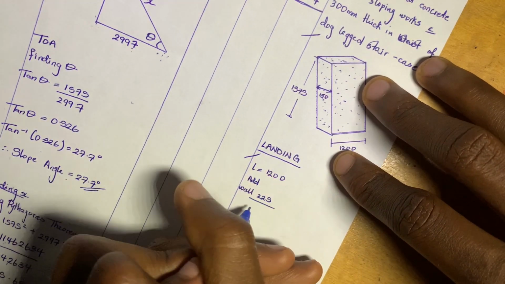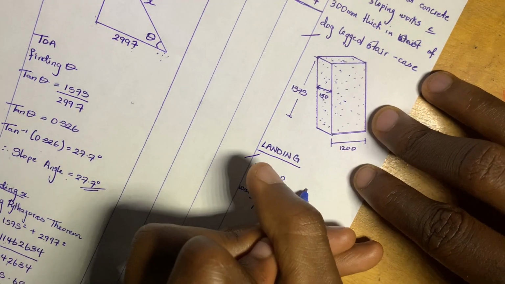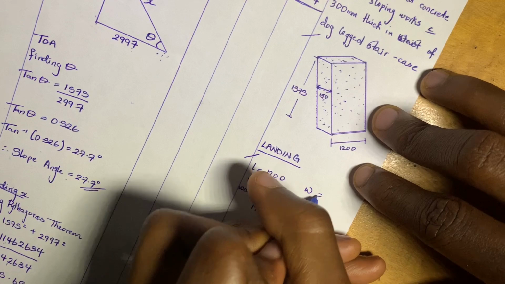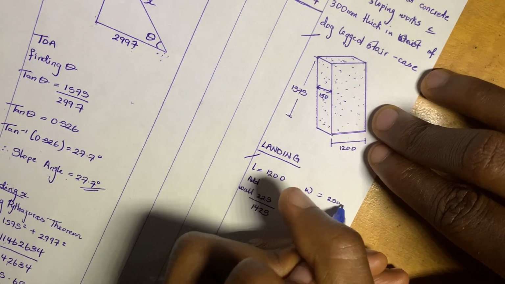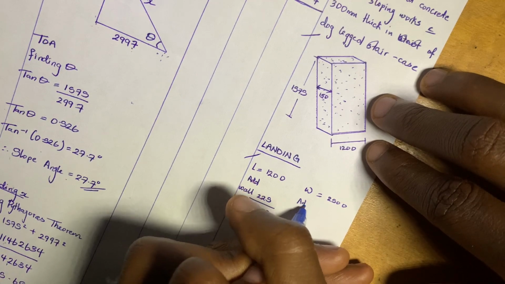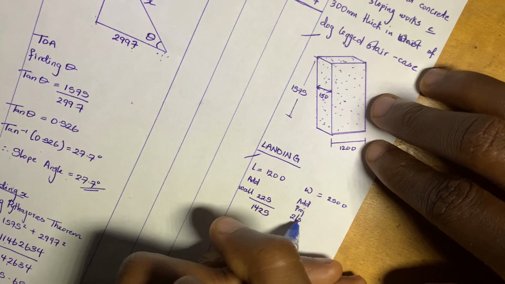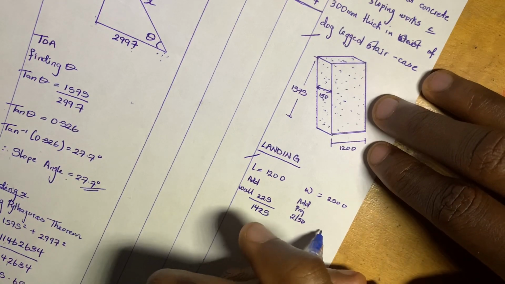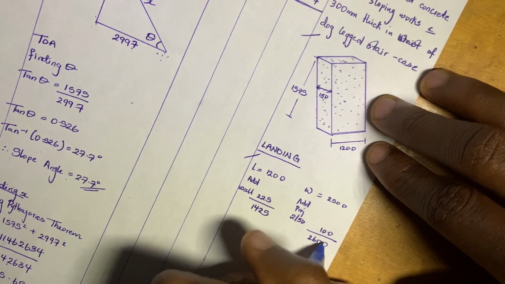And that will give me what? 1,425. And the next one we're going to be doing for is our what? Width. So the width is what? 2,500. So I'm going to be adding what? Projection. That's 2 by 50. And that will give me what? 100. So the width will now be what? 2,600.